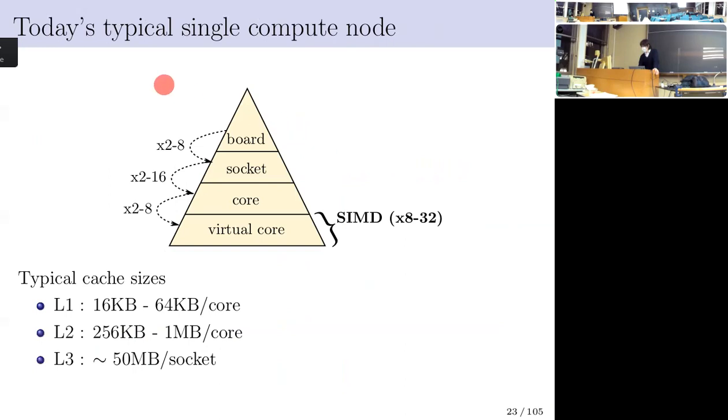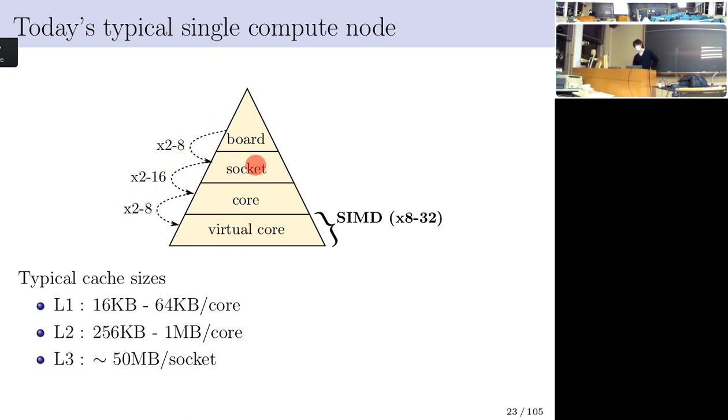So this is what a typical single compute node looks like. The top of the hierarchy is the entire node, the motherboard. You have multiple sockets, and each socket has multiple cores, and each core has multiple virtual cores, and the multiplication factors are something like this.